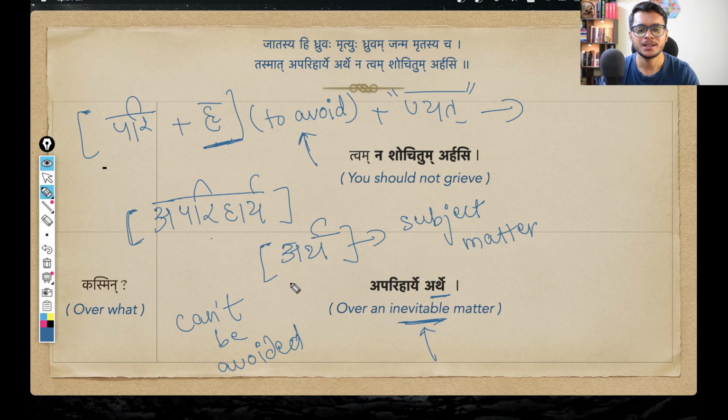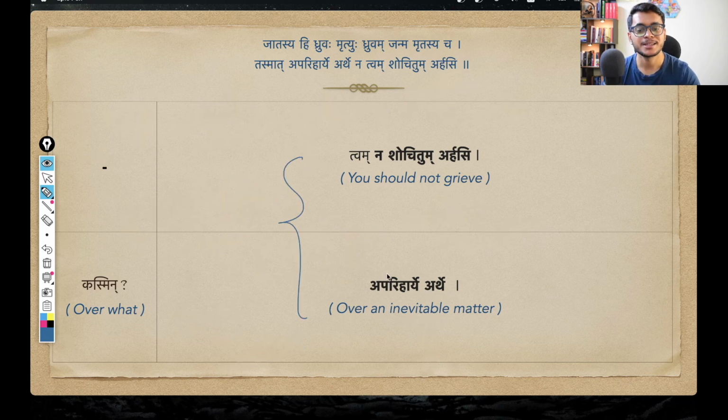So very clearly artha is the namapada here, and apariharya is just acting as an adjective to this artha. And here Krishna is trying to say that you, Arjuna, should not grieve over an inevitable matter. So in all these senses we use the Saptami Vibhakti, and that is why this artha is changing into arthe, and similarly its adjective apariharya is also changing into apariharye. Together the sentence means Tvam apariharye arthe na shochitum arhasi, that you should not grieve over an inevitable matter.